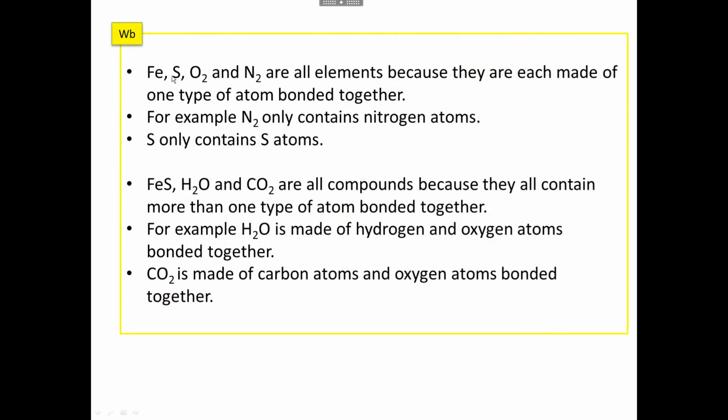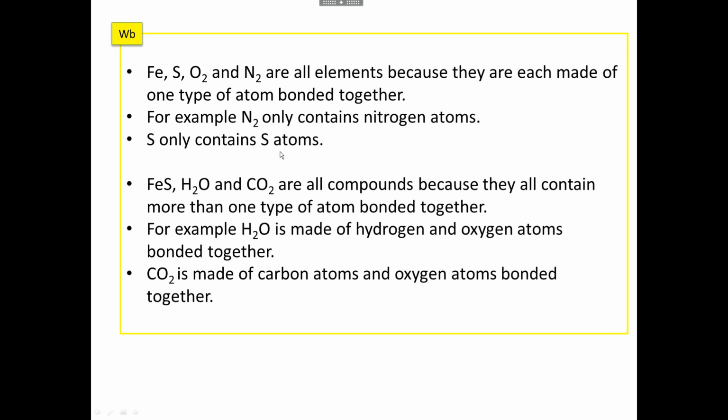Then moving on. Fe, SO2 and N2 are all elements because they're each made of one type of atom only bonded together. For example, N2 only contains nitrogen atoms. These other chemicals are all compounds because they all contain more than one type of atom bonded together. For example, H2O is made of hydrogen and oxygen atoms bonded together. CO2 is made of carbon atoms and oxygen atoms bonded together.